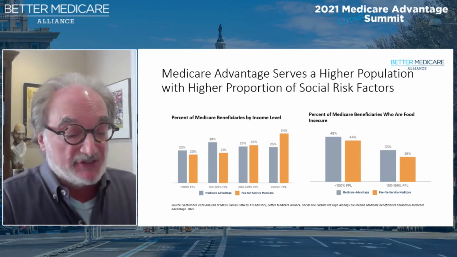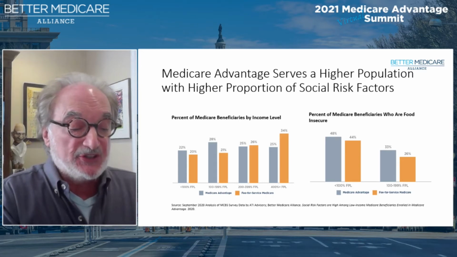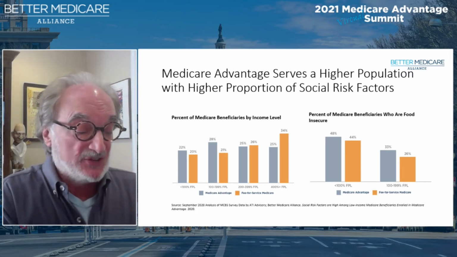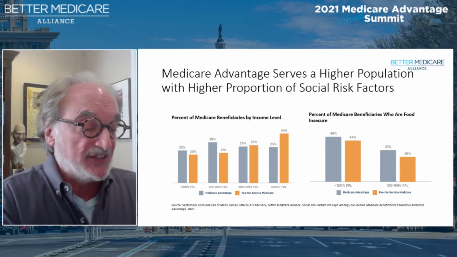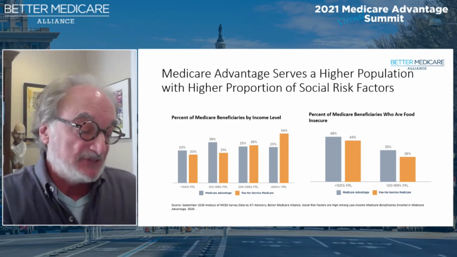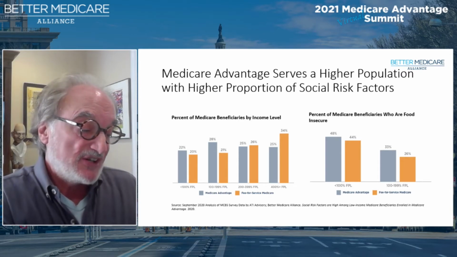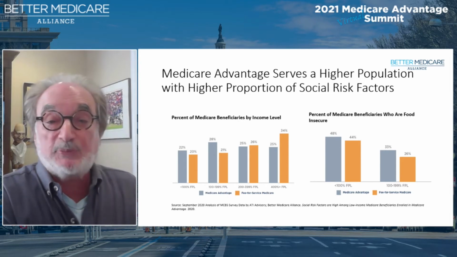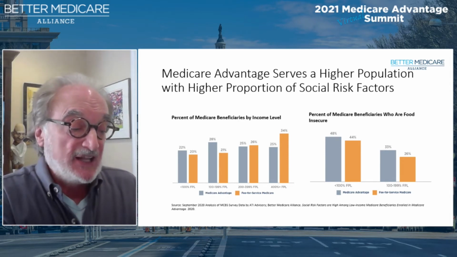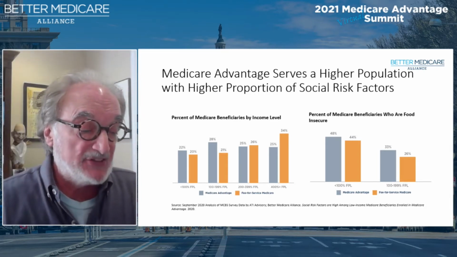And then when you look at levels of poverty, you take a look at where food insecurity remains and how strong it is. And then when you break down the percentage of Medicare beneficiaries by income level and look at who's in Medicare Advantage, which is the blue chart versus the orange chart, fee-for-service, it's striking that all levels up to 400% of poverty have now become part of Medicare Advantage, and it's pretty amazing.